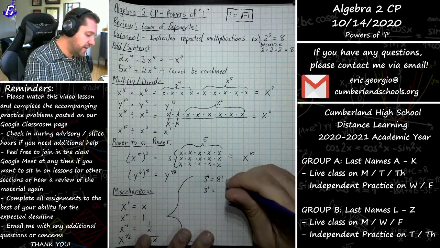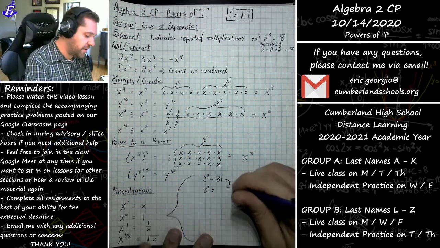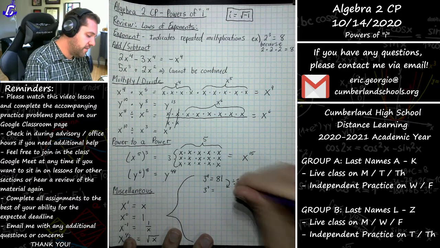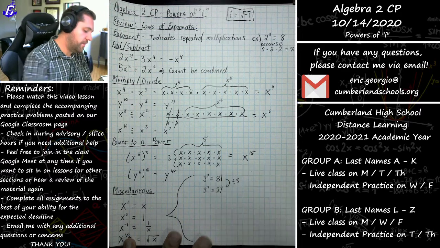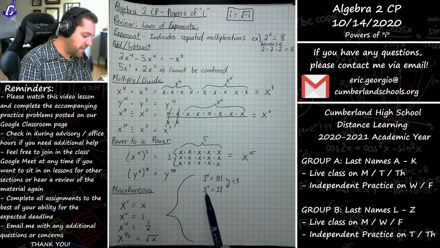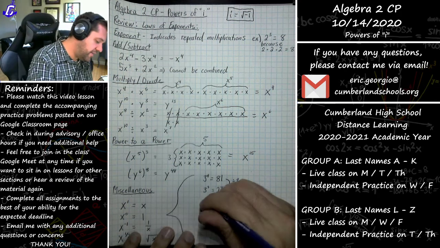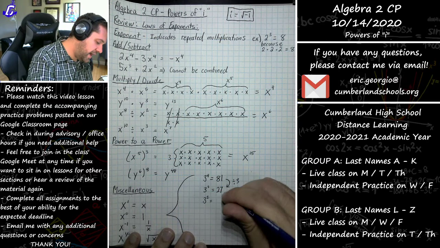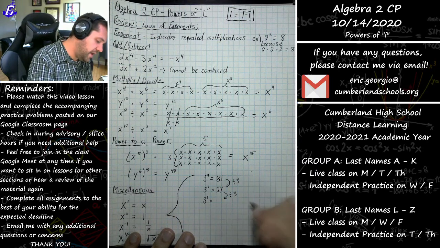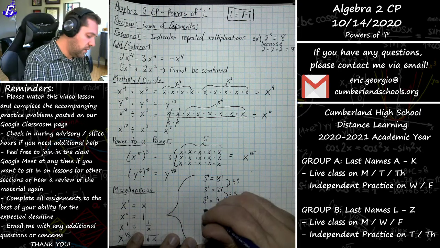Well, what I could do to get from 81 down to my mystery answer of 3 to the 3rd is take 81 and divide by 3. Because if I do that, I'll divide out one of those powers of 3, and I'll get down to only having 3 of them instead of 4 of them, and that would equal 27. Well, now I could take that and divide again by 3, and have 9 left over, because that would be equal to 3 squared.